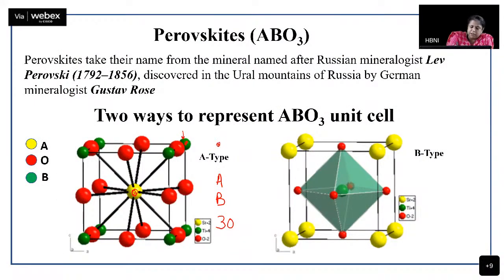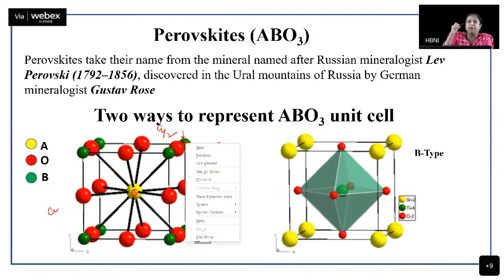Third ball here, then fourth ball at the back, fifth on the top, and sixth one here. So it has got 6 red balls surrounding it, and those red balls are nothing but oxygen. And how far are those red balls? If your lattice parameter is A, they are at A by 2. So if I consider my green ball at the body center, it will have an octahedron wherein each oxygen is separated from B by a distance of A by 2.